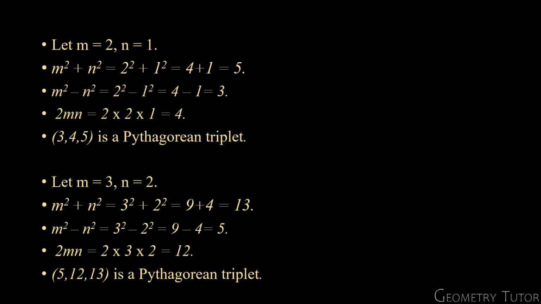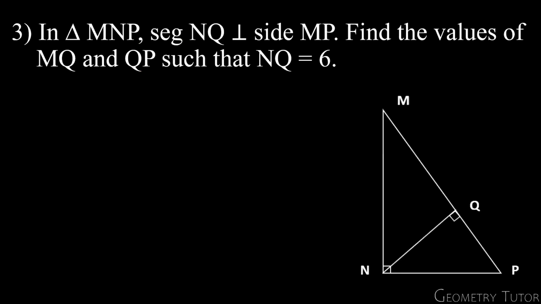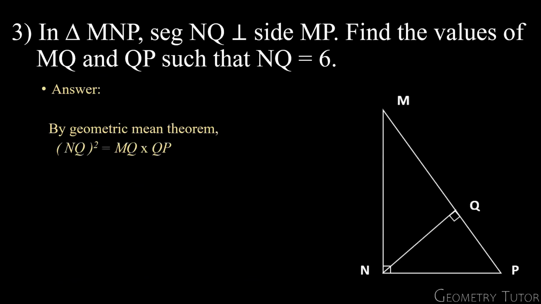Now let us go for the third example. In triangle MNP, angle N is a right angle. Segment NQ is perpendicular to side MP. Find the values of MQ and QP such that NQ will be equal to 6. Now let us go for the solution. By geometric mean theorem, we get NQ square is equal to MQ into QP. MQ and QP are the two parts of the hypotenuse. The value of NQ is equal to 6. So 6 square is equal to MQ into QP. So MQ into QP is equal to 36.